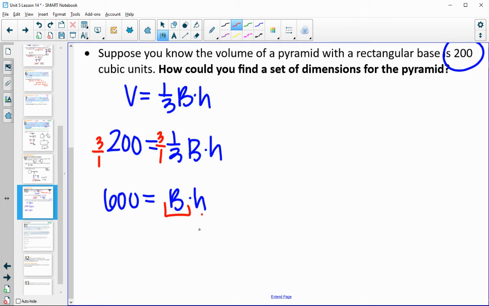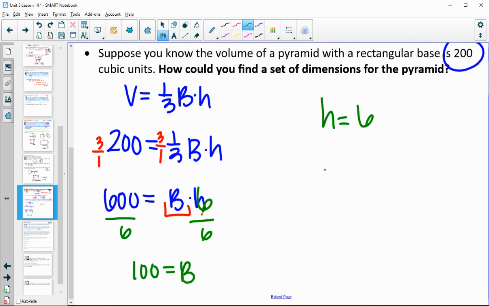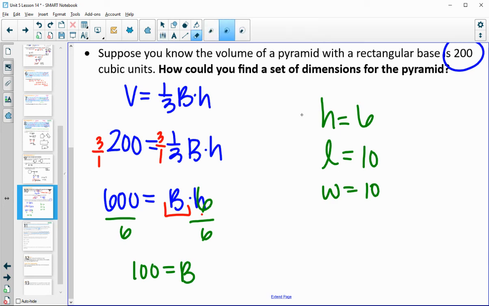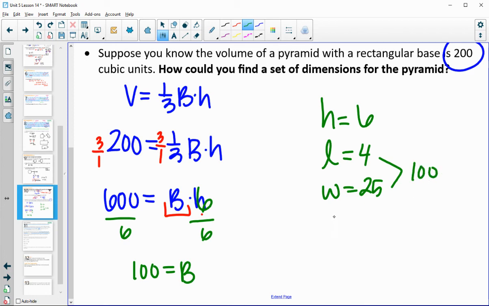So you can pick any measurements you want. So if you wanted the height to be 6, we just divide both sides by 6. So 100 would equal the area of your base. And it's a rectangle. So now you just need to say, well, the length could be 10 and the width could be 10, because 10 times 10 is 100. You could have picked different ones. So you could have done 4 for the length and 25 for the width, because again, that would get you 100. Could have done 5 and 20, whatever you want, as long as those equal 100, since I set my height at 6.